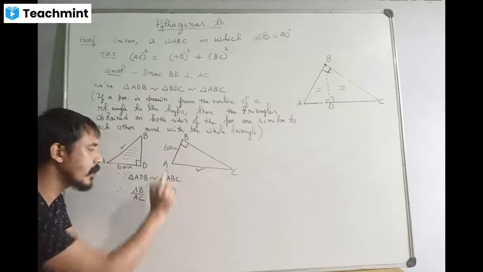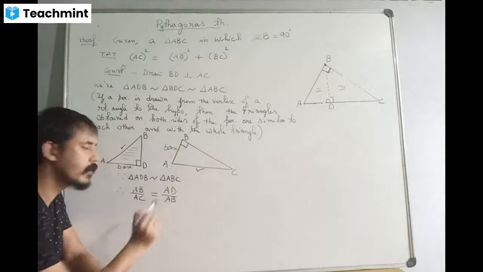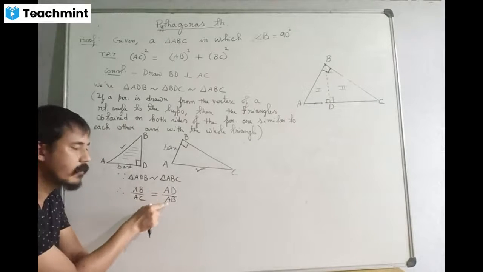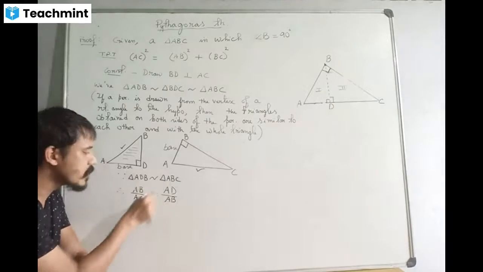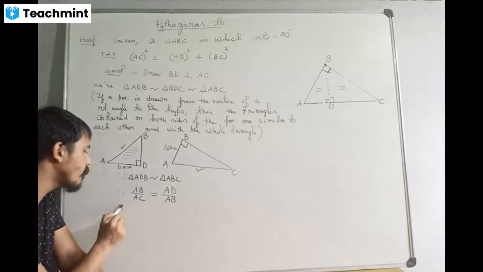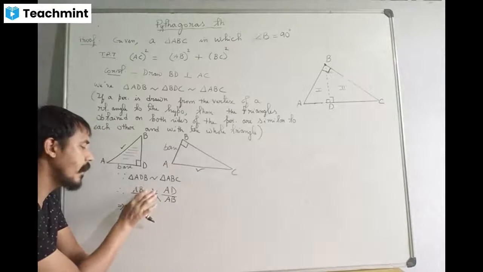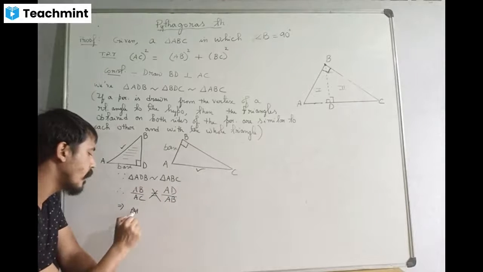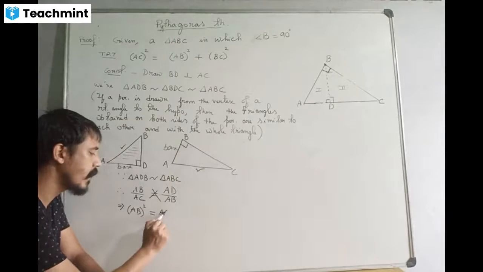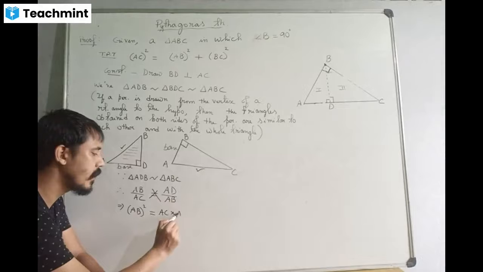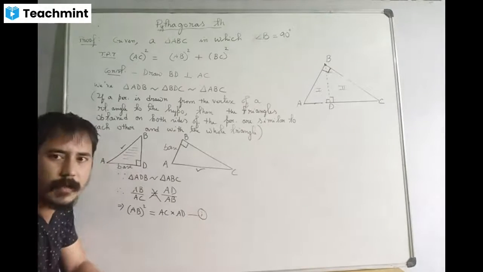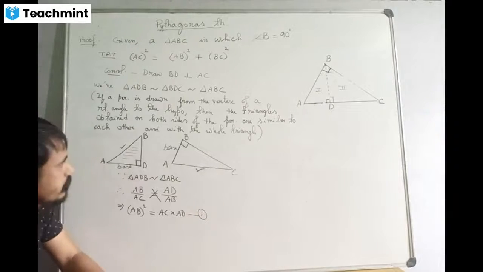Then I have to take AB on the other triangle. So the ratio of the hypotenuse, and here, the ratio of their bases. So the ratio of their corresponding sides must be equal. Now if you cross multiply, AB into AB, AB square is equal to AC into AD. You can make this equation number 1.